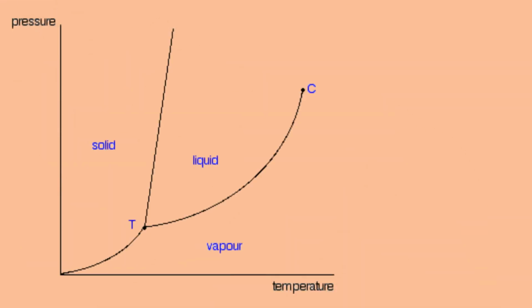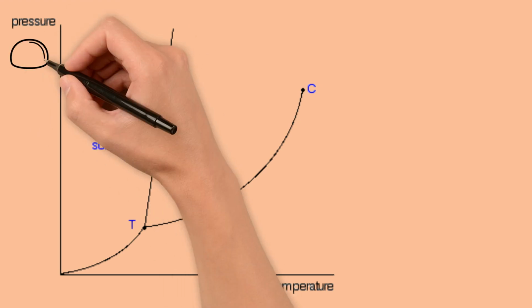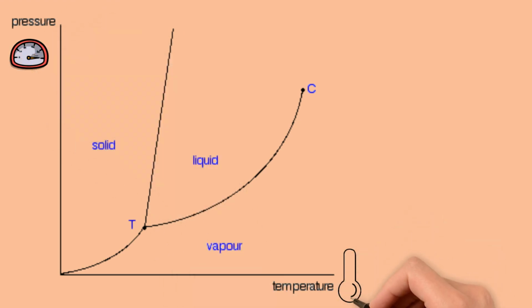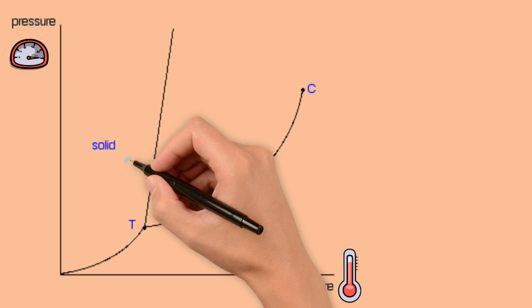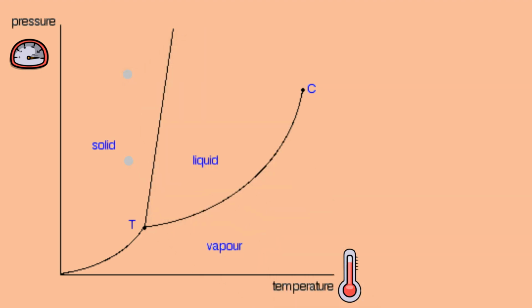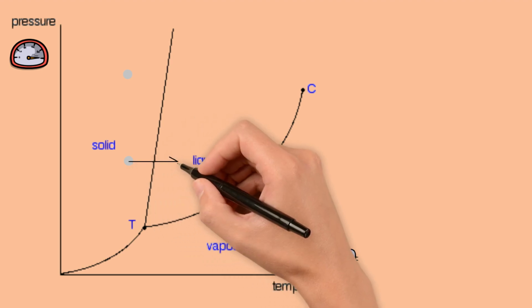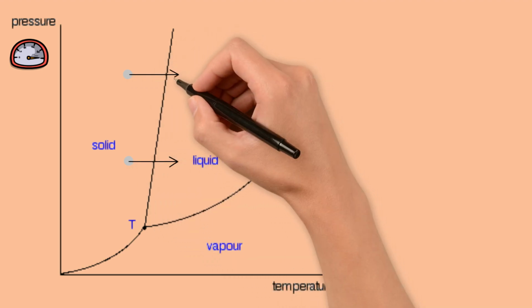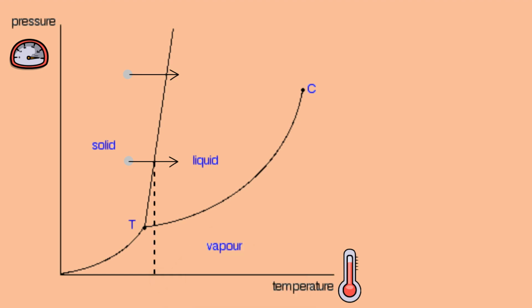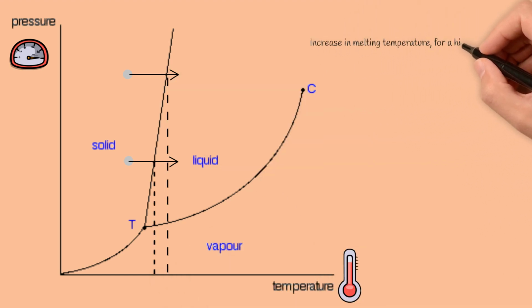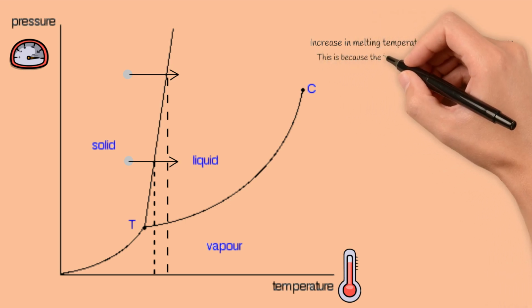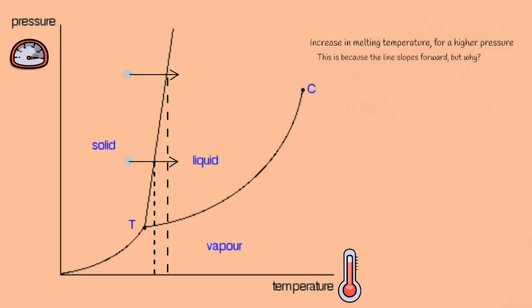So now for a bit of an example and extra knowledge to explain a bit about the shape of one of the curves. Here we have two solids of the same substance at the same temperature but different pressures. If we apply an isobaric increase to both solids, the higher pressure solid will melt at a higher temperature. This is because there is an increase in melting temperature for a higher pressure, as the equilibrium line here slopes forward. But why is this?